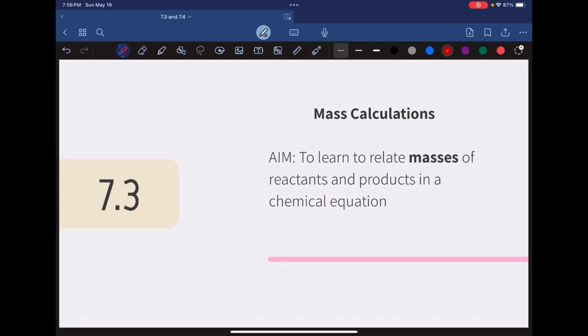Section 7.3 is mass calculations, and the aim is to learn to relate masses of reactants and products in a chemical equation.